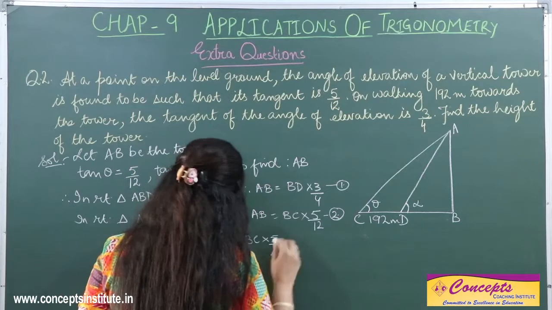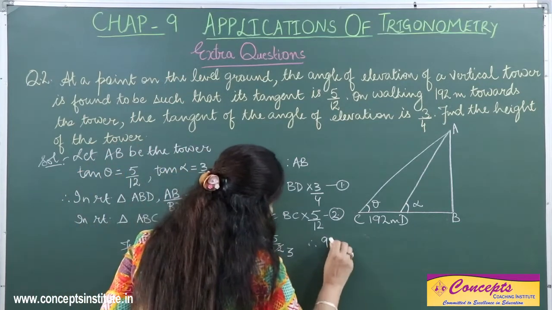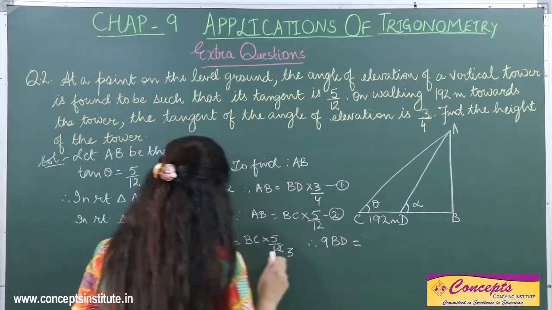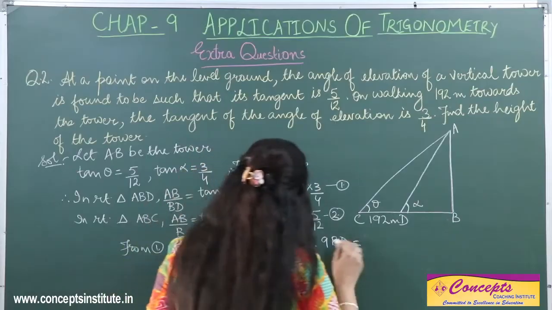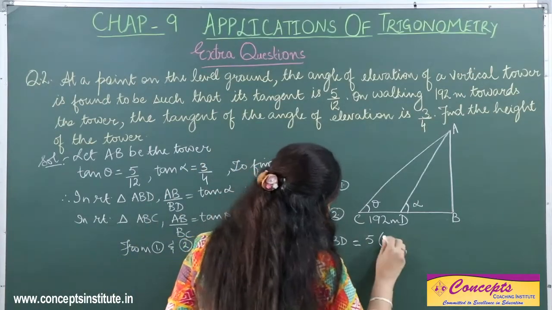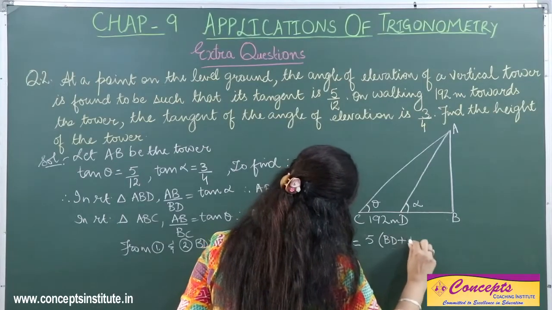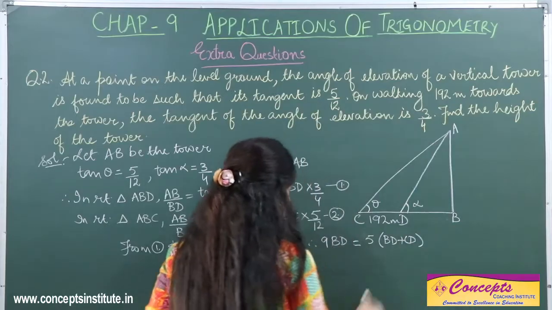So I am going to write that. Let me just take this 3 here, so I would get 9 times BD. Is it clear? 4 3s are 12, 3 3s are 9. So 9 times BD equals 5 times BC. But I am going to split BC as BD plus CD, right?